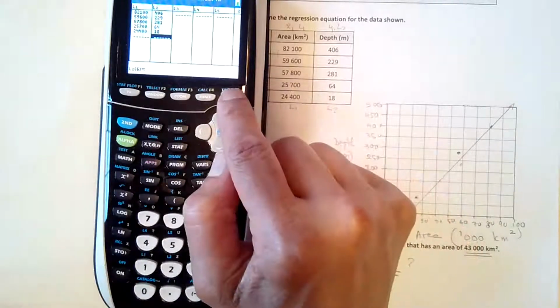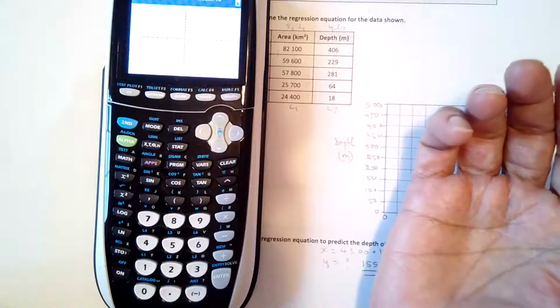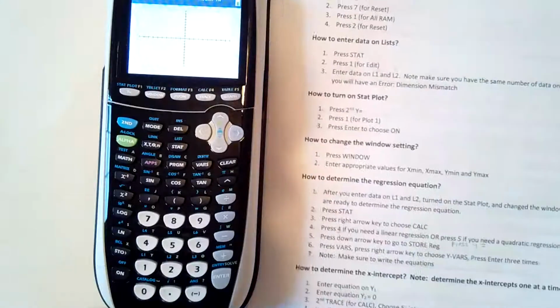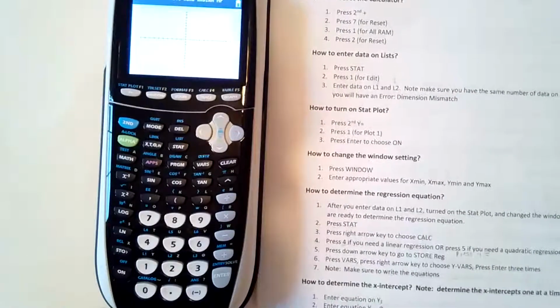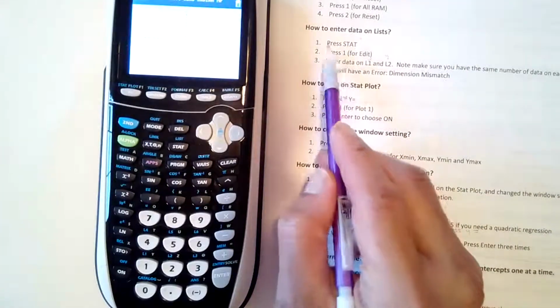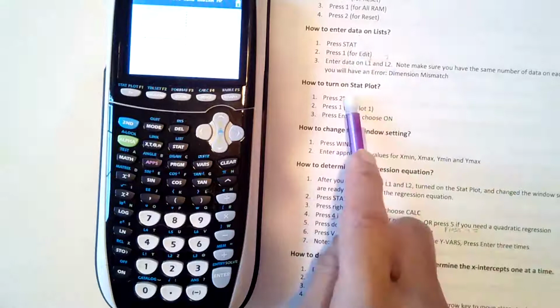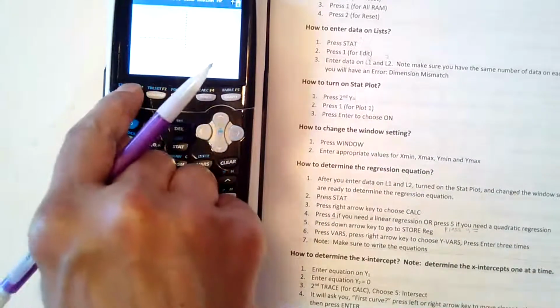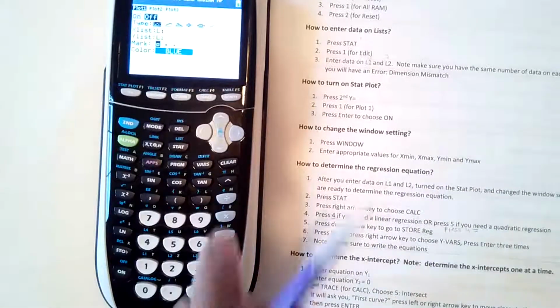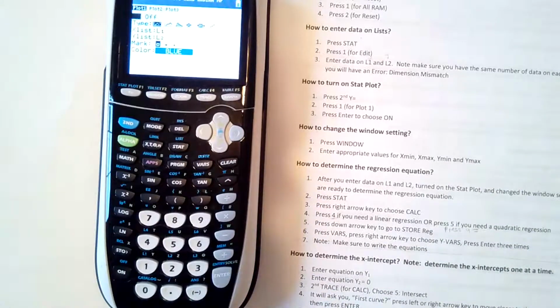Now if I go to my graph, I wouldn't see anything there, but I need to go to my stat plot. So I've completed this part: enter data in your list. I go to my stat plot, so I press second Y, and press enter. You want to turn that on. It's on, and press enter again. And that gives me my stat plot.